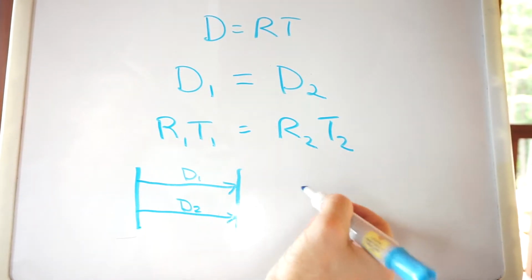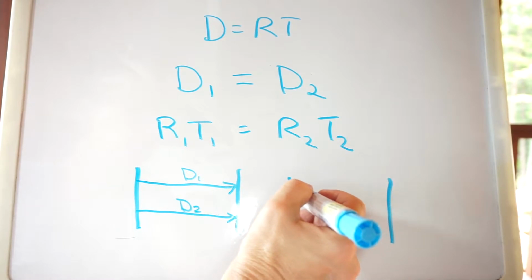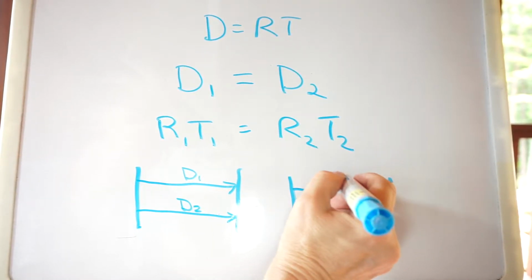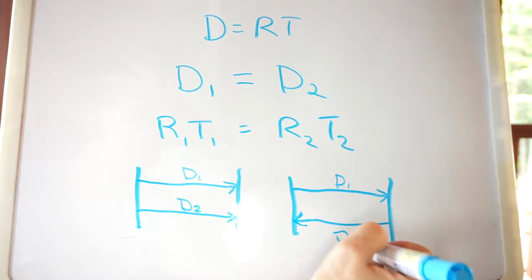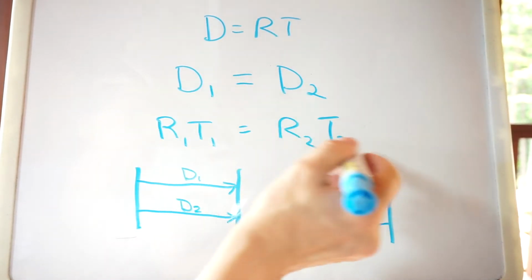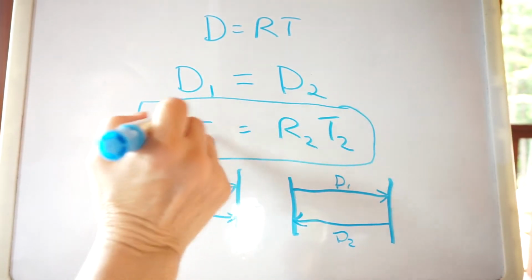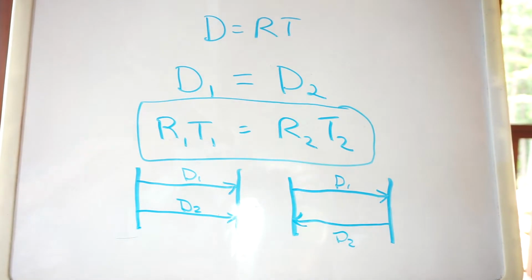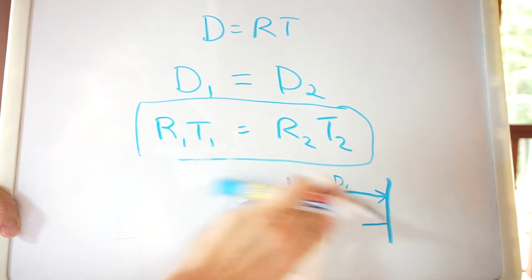So that's one example. Another example is if you have two objects, one travels in this direction and the other travels in this direction, but we know from the wording of the problem that their distances are still the same. We can still set up this equation right here, plug in the values that we know, and then solve for them. Alright, so let's take a look at an example of one of these.